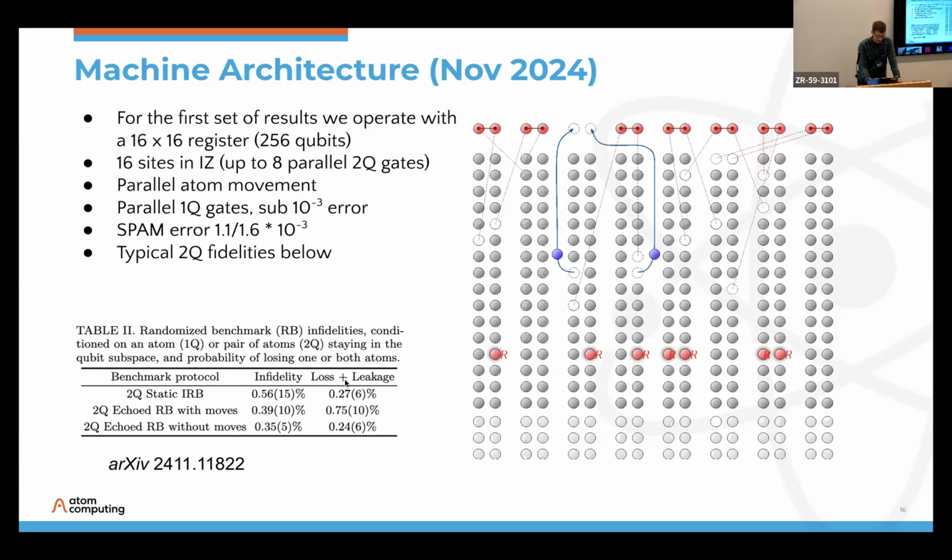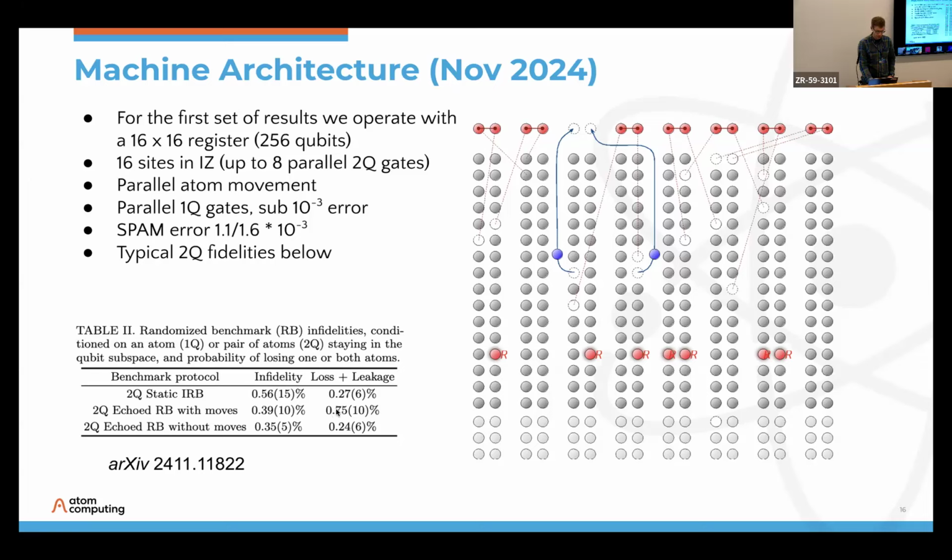Some performance characterization of what the machine was at this point in time a year ago. Basically, 2 qubit gate errors on the order of, this is probably the right number to look at, 0.5% within the qubit subspace under realistic circuit conditions where atoms are moving around a lot.